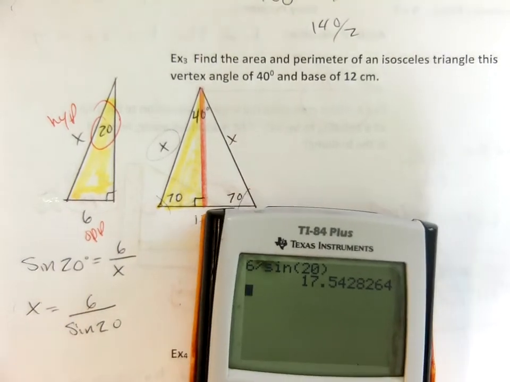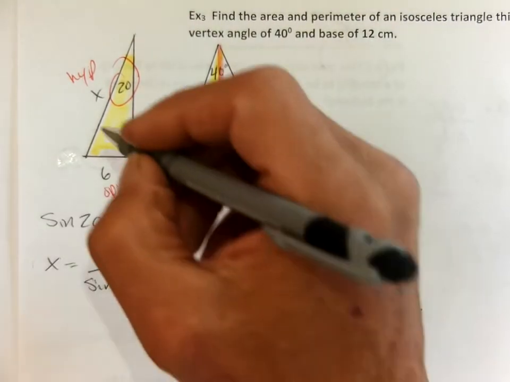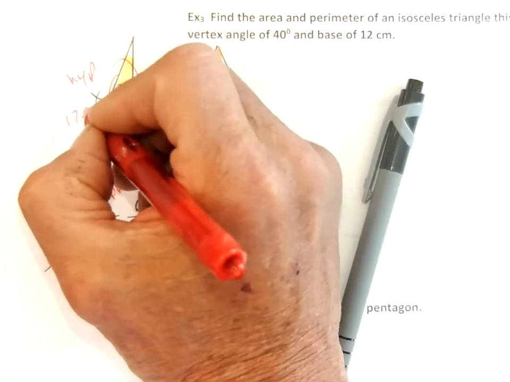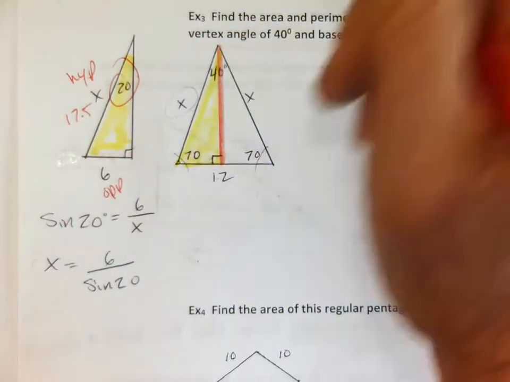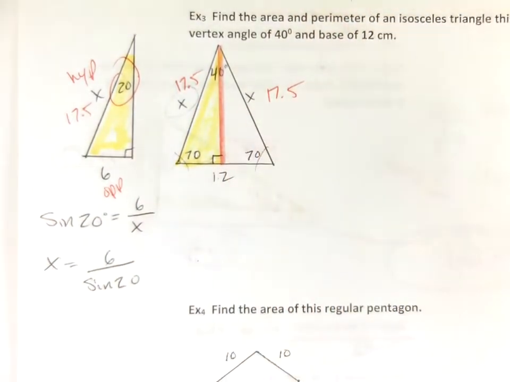Oh, wait, sorry. Did you divide or multiply? No, I asked the plus. Ah, gotcha. Okay, so this side, I'm going to put that in there, is 17.5. Actually, I'll go back to my main figure. Okay, 17.5, 17.5. Okay, I can find perimeter.